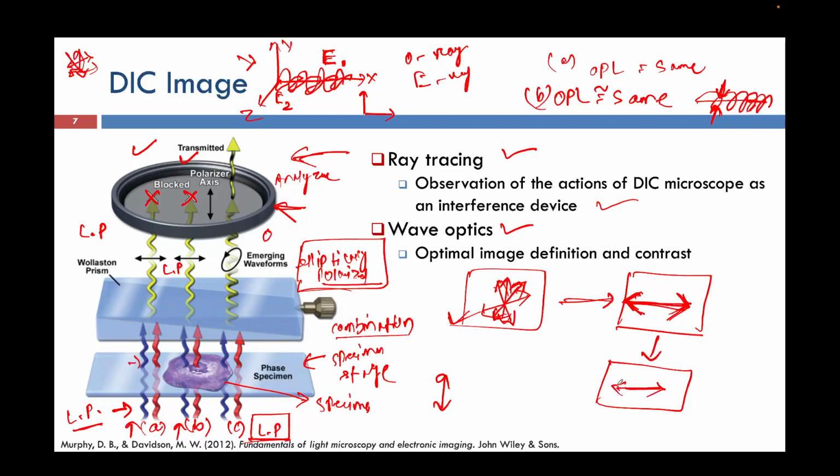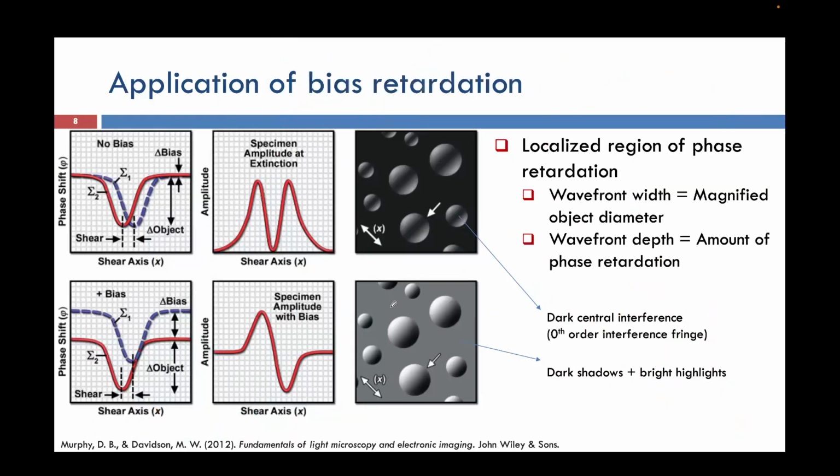One E vector will pass through, and using this one, I am getting some optical path length difference, and that difference will be converted to the derivative. Whatever I get will be the derivative of this optical path length, because I used linearly polarized light and I have got elliptically polarized light using this prism combination, the Nomarski prism. So this thing I will get, and that is how I will be able to form the DIC image. So this is the DIC image by ray tracing.